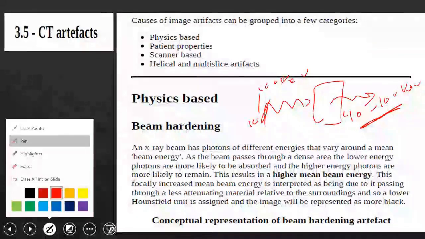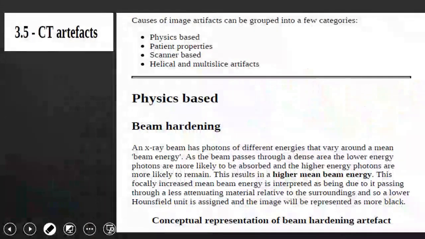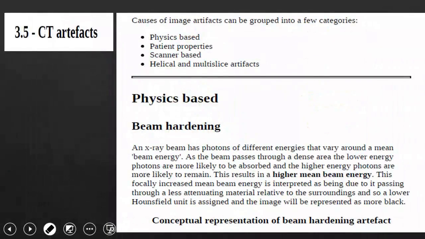Now let's talk about some well-known artifacts that appear in physics. We are discussing beam hardening and photon starvation. These are important concepts to understand.